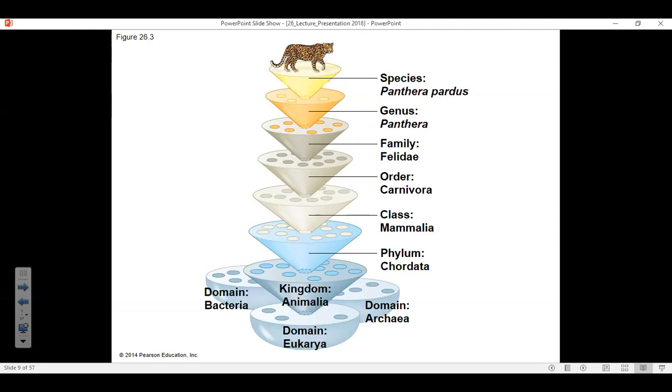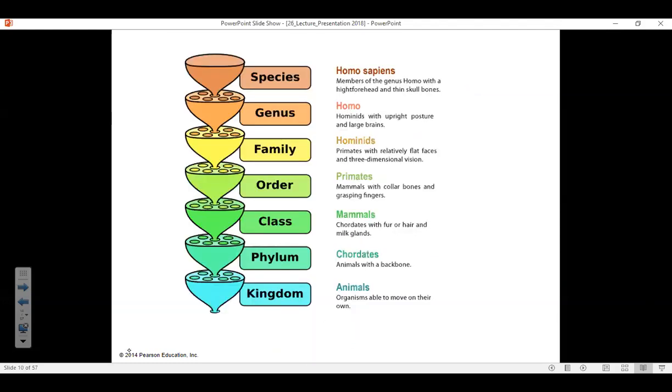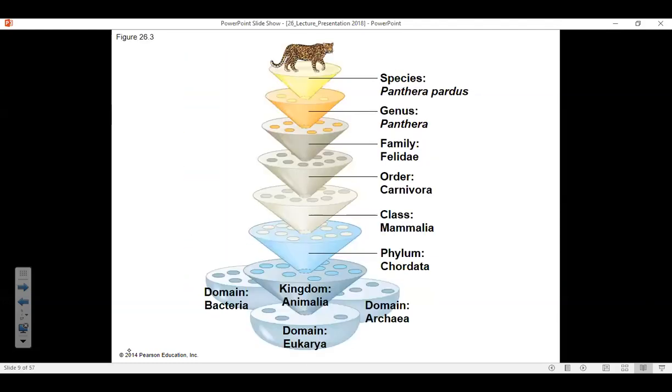But as you can see on this diagram, since I've been in school, they've even changed things more because now we've got domains as well, which is a bigger grouping. If you look down at the bottom, the domains are either the bacteria, the archaeobacteria, or the eukaryotes. So we are all part of the eukaryotic grouping.